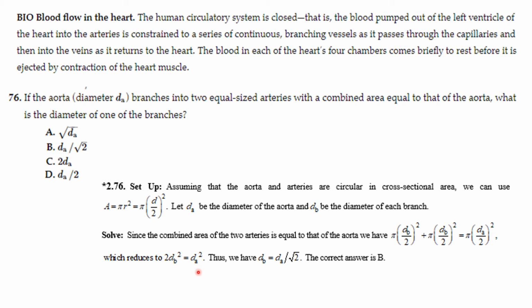So that means that if I cancel out the common factors of pi and 1 over 4, I get that 2 d sub b squared is equal to d sub a squared. Thus, you can solve that. You can take the square root of both sides. First you divide by 2 and then take the square root, and the diameter of the branches is equal to the diameter of the aorta divided by the square root of 2. That means the correct answer is B.